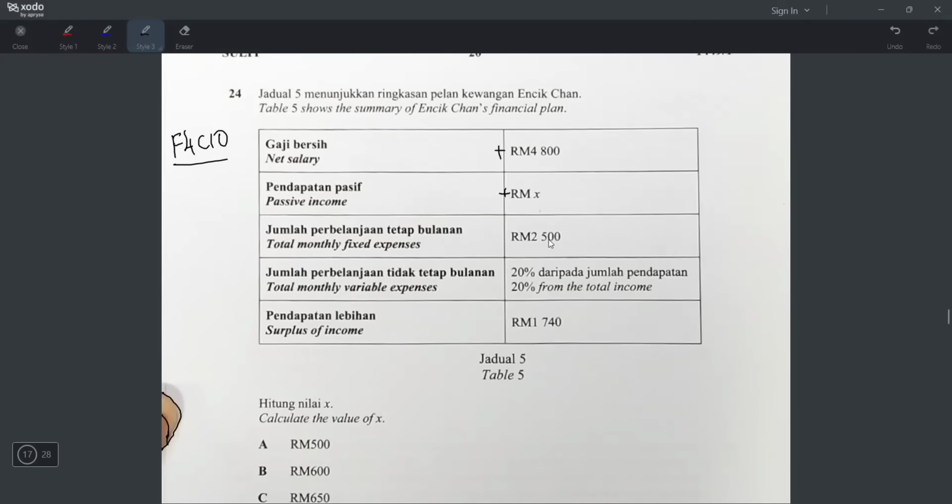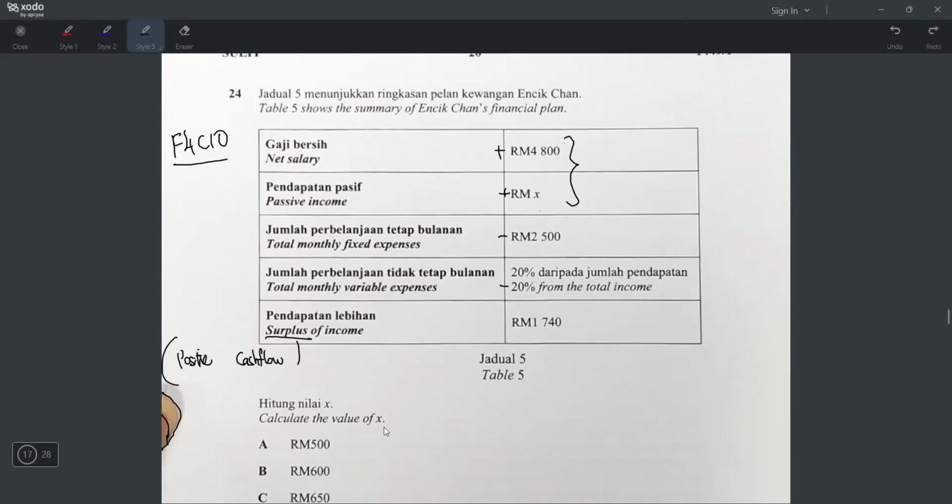Total monthly fixed expenses are 2,500. This is something you have to minus. Monthly variable expenses is also something you minus, but it says 20% of total income, and the total income is this one plus this one. Never mind, I'll look at it later. Then surplus: surplus means positive cash flow. When the cash flow is positive, we call it surplus of income. But if you get negative cash flow, then we call it deficit of income. So the positive cash flow you get here is 1740.